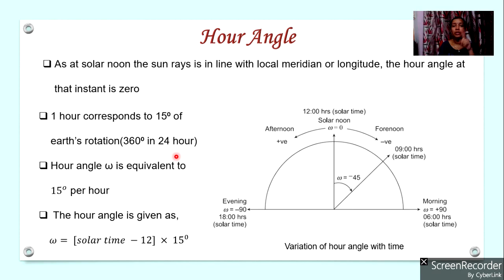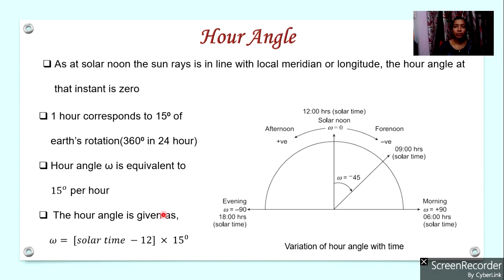Earth takes 24 hours to complete one rotation, that is 360 degree rotation. 360 divided by 24 gives 15 degree, that is, in 1 hour earth turns through 15 degree. So we can say that 1 hour corresponds to 15 degree of Earth's rotation, so our angle omega is equivalent to 15 degree per hour. At 12 noon the sun is parallel to the observer. After one hour, since earth rotates 15 degree, the observer will have rotated 15 degree from the sun. So to come in line with the sun, the observer's meridian has to be rotated through 15 degree. So we can say that hour angle of 15 degree corresponds to 1 hour, or hour angle is equivalent to 15 degree per hour. That is the measure of hour angle.